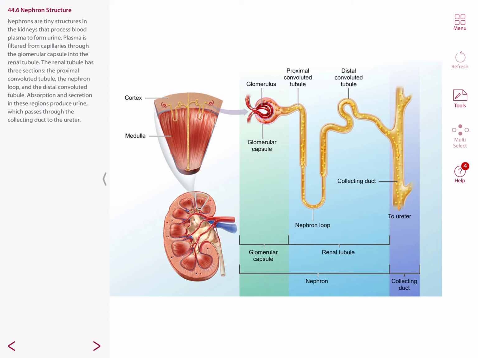From there, we go down the nephron loop. We go into the distal convoluted tubule and into the collecting duct, which will travel down to the minor calyx, major calyx, renal pelvis, ureter, urinary bladder, out to the urethra, where it's expelled into the toilet.